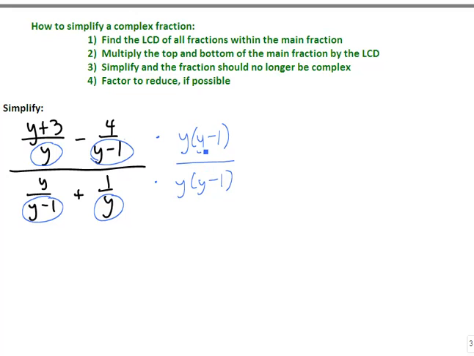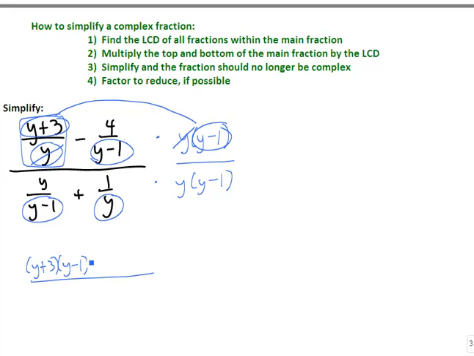Now by multiplying by the common denominator, let's see what happens. We're going to get a new fraction. When I take this first fraction times my common denominator, this y in the bottom cancels out this y in my common denominator, so what we're going to have left is y plus 3, wrap it in parentheses, times the y minus 1 that I have over here.